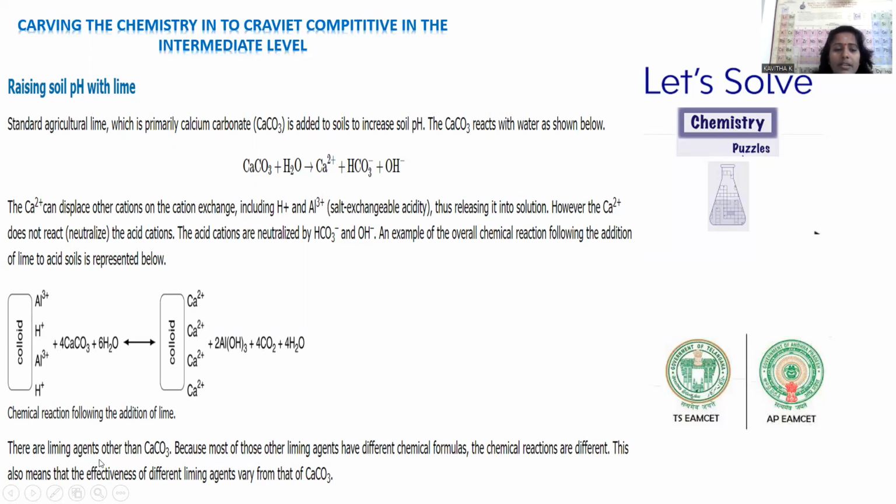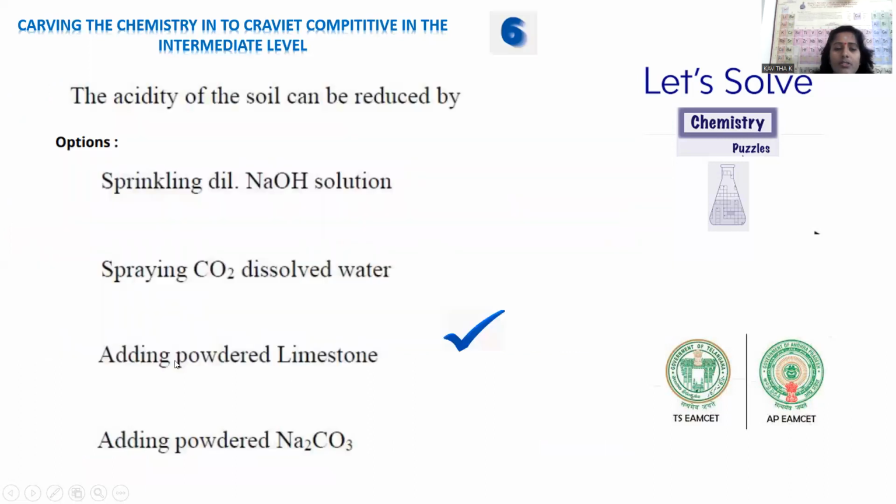So there are liming agents other than calcium carbonate. But calcium carbonate is very convenient to use to neutralize the acidic nature of the soil, so adding powdered limestone is very sufficient to destroy the acidic nature of the soil. For question number 6, option number 3 will be the correct explanation.